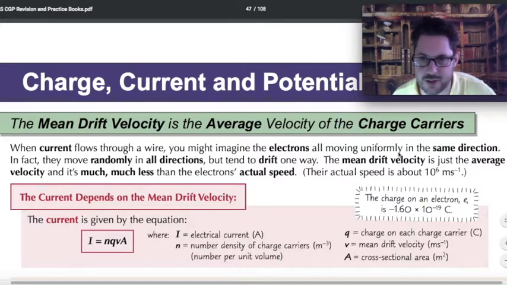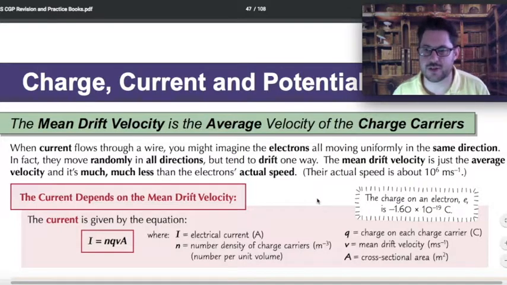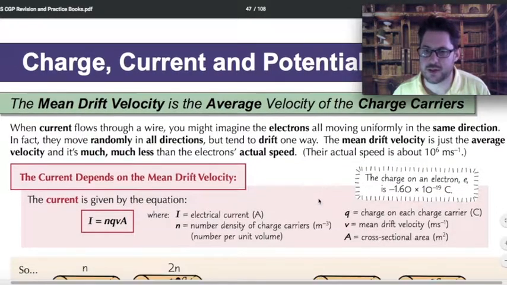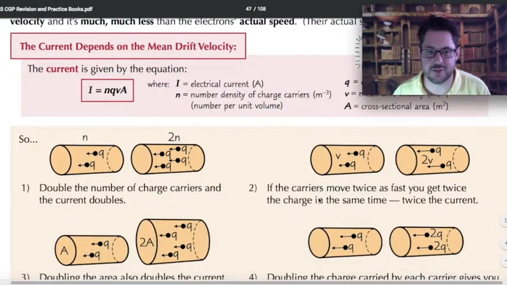So let's just quickly read this and remind ourselves what a few of these terms actually mean. So when current flows through a wire, you might imagine the electrons all moving uniformly in the same direction. In fact, they move randomly in all directions but tend to drift in one way. So the mean drift velocity is just the average velocity, and it's much, much less than the electron's actual speed. The drift velocity is like the velocity of the electrons moving around a circuit, but because they bounce around, the actual velocity is more than the drift velocity.